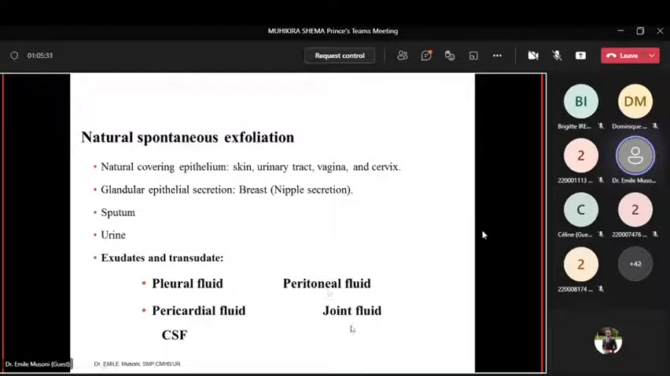peritoneal fluid, joint fluid, even the articulation. We can analyze the cells. Even in the CSF, you can find some malignant cells, lymphocytes, neutrophils, and others. For the sputum, the same.